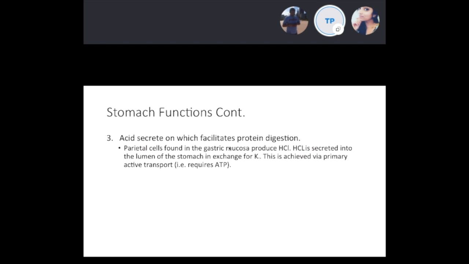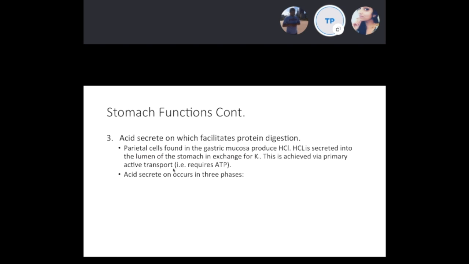So again, the parietal cells are found in the gastric mucosa. They produce acid. Acid is secreted into the lumen of the stomach in exchange for potassium. And this is the primary active transport pump, which requires ATP, by the way. So that is how that process will take place.